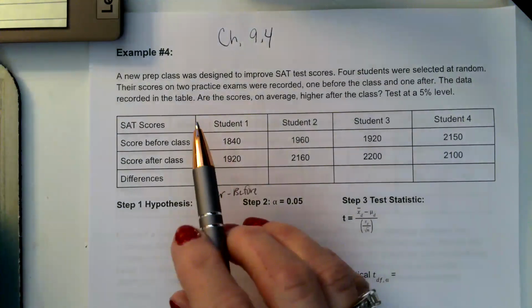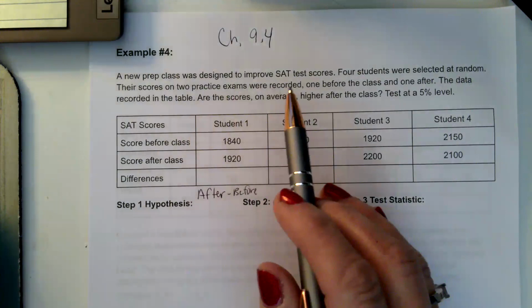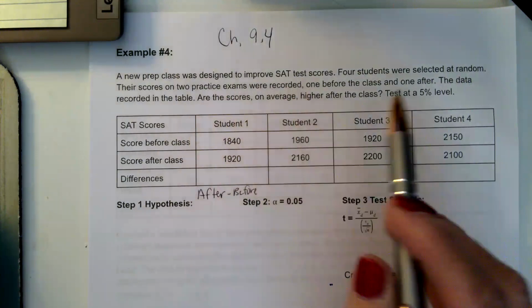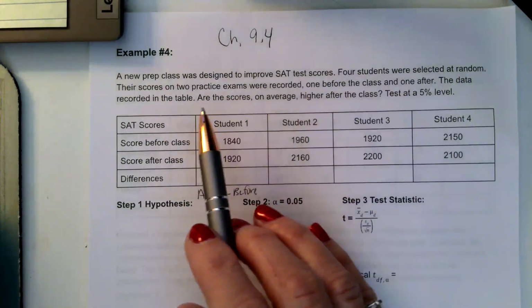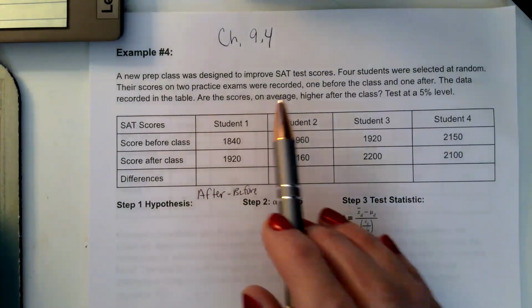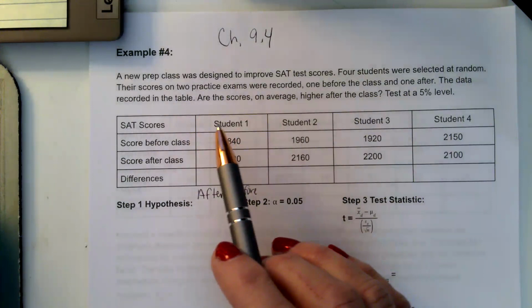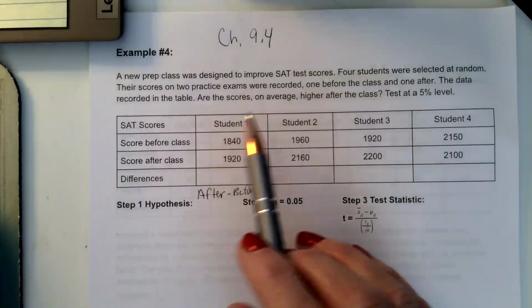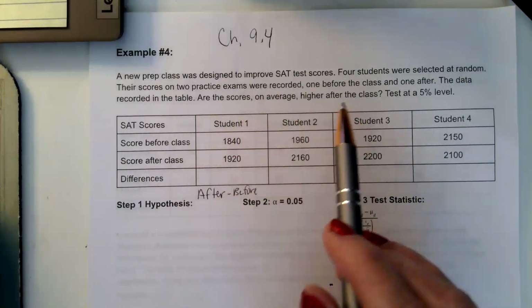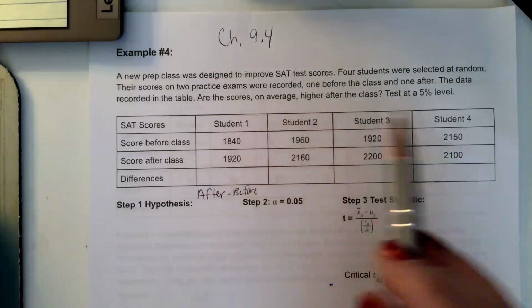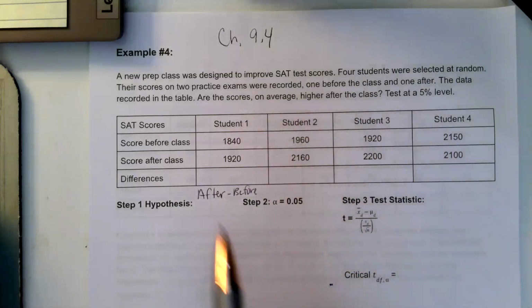So example 4 says a new prep class was designed to improve SAT test scores. 4 students were selected at random. Their scores on 2 practice exams were recorded, one before the class and one after. The data recorded in the table are the scores. On average, are they higher after the class? So that's what we wonder. Test at a 5% level.